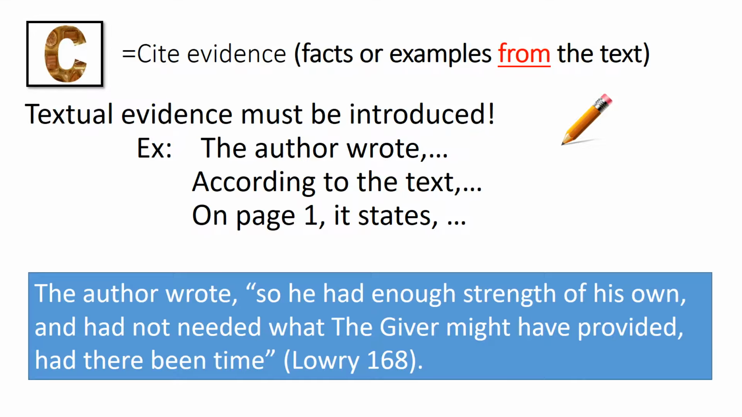So what this would look like is: the author wrote, "so he had enough strength of his own and had not needed what the giver might have provided had there been time." And then in parentheses, we have the author's last name and the page number. And this is a quote taken from the book The Giver by Lois Lowry.